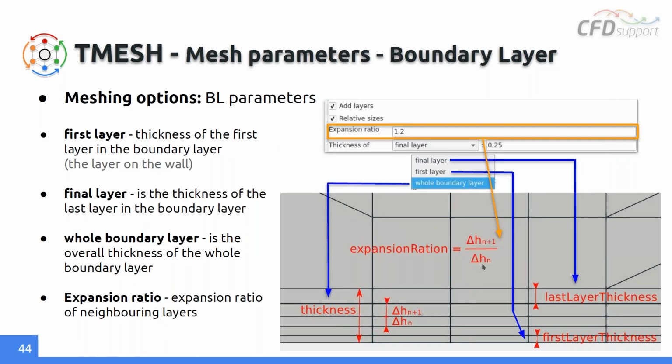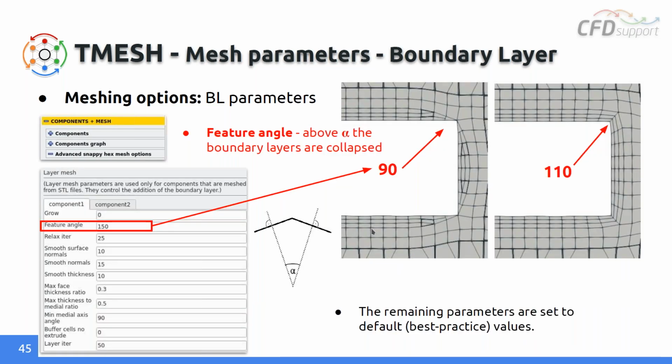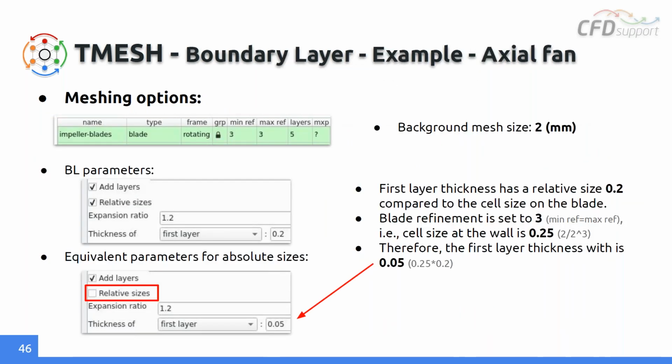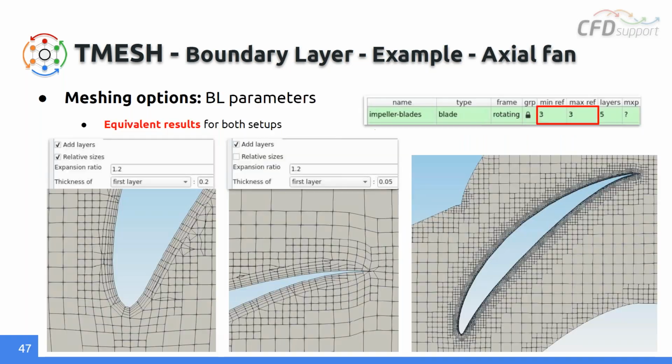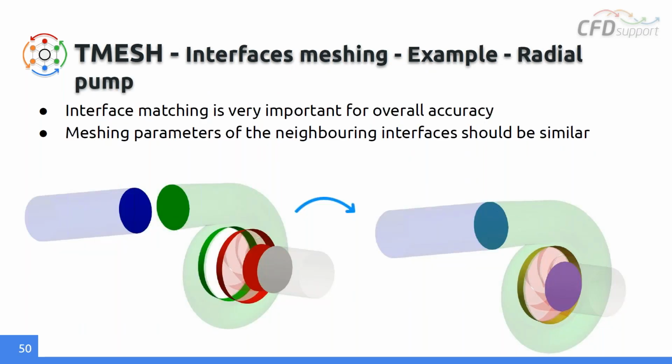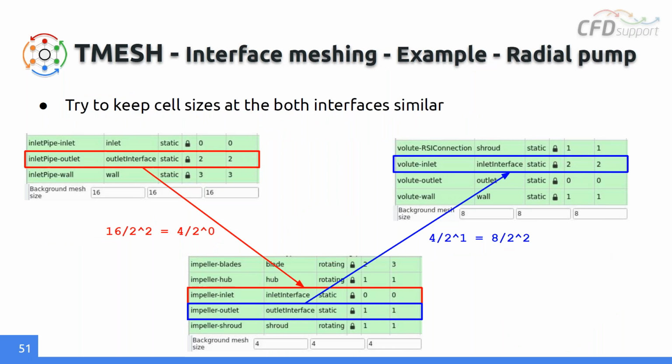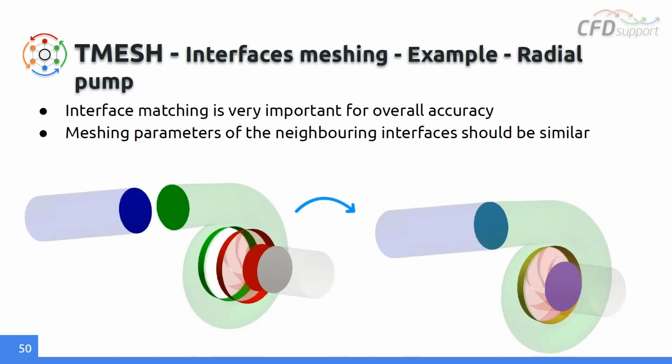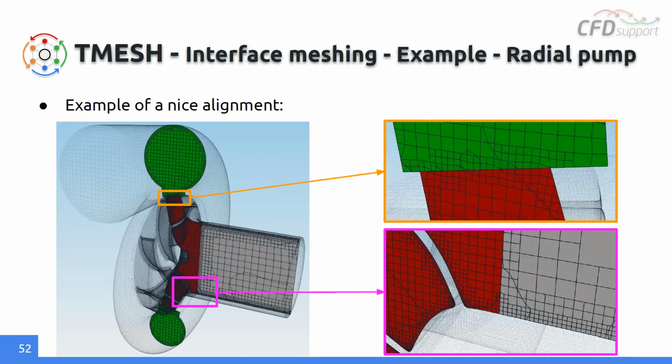So I will not be speaking in too much detail about this, so you can find nice information here. Yeah, here are some examples of adding the boundary layer. So you can go through it. Here are also some examples of how to increase the accuracy. As I said, the interfaces are also important.